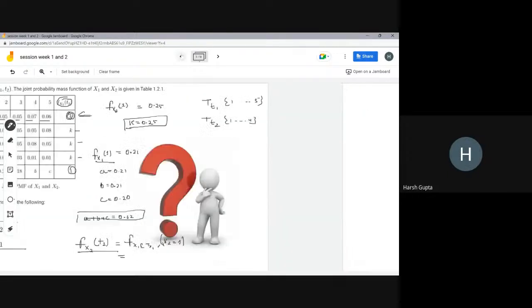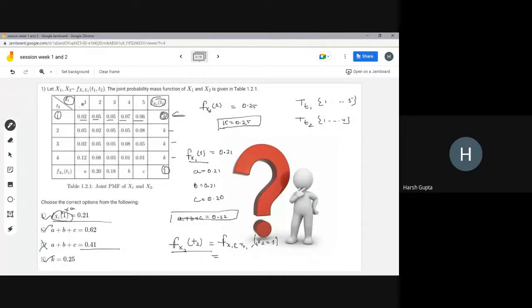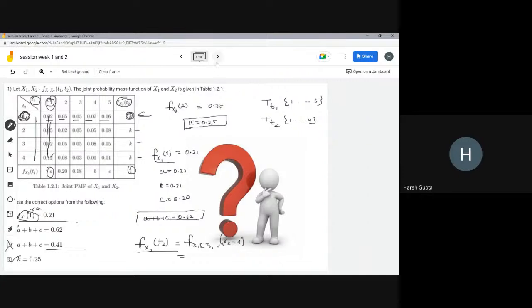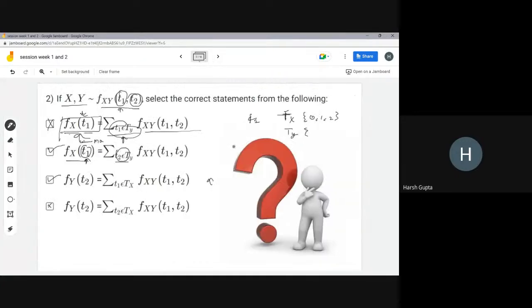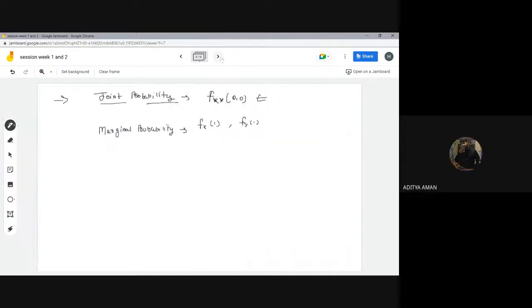If you are not getting it, I will tell you. When you are finding the marginal probability for the t1, we will check for the t1 if the question says t1. So we will go up to the range of t2. This is the t2 and this is the t1. Then we will sum up. So that is the notation here. Is everyone fine with it? Shall we move forward? Yes, sir.